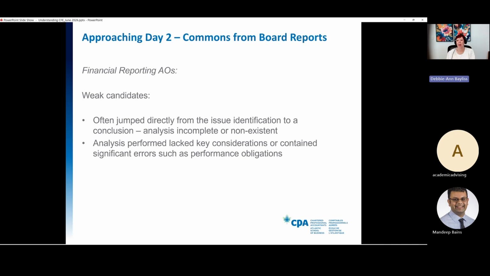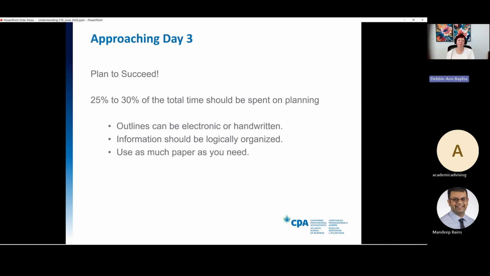How did you arrive at it? Your analysis and your ability to apply the relevant case facts to arrive at the proper conclusion, whether that criterion is met or not, is critical to achieving a competent response. And in some cases, they made the incorrect conclusion. And again, lots of issues around performance obligations.